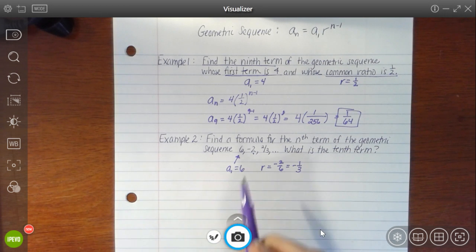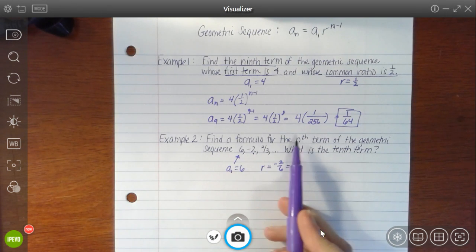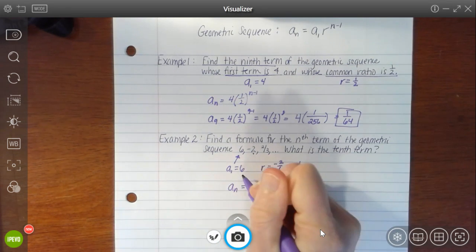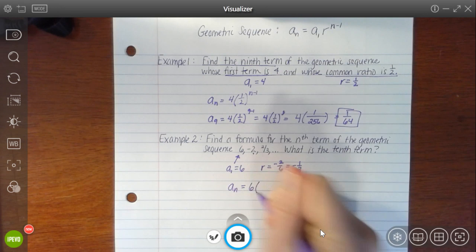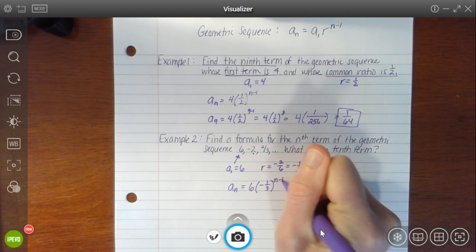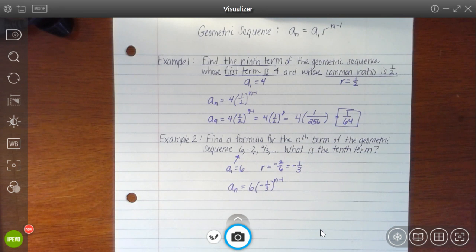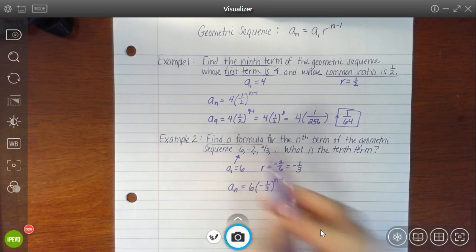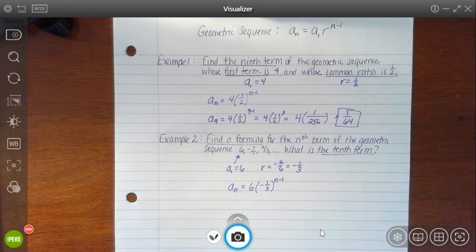So now the first step said write a formula for the nth term. So I'm going to write my rule. A sub n is equal to a sub 1 times my common ratio of -1/3 raised to the n minus 1. So that's the first part of the question. And then they said find a formula, we did that. Now they want me to find the 10th term.